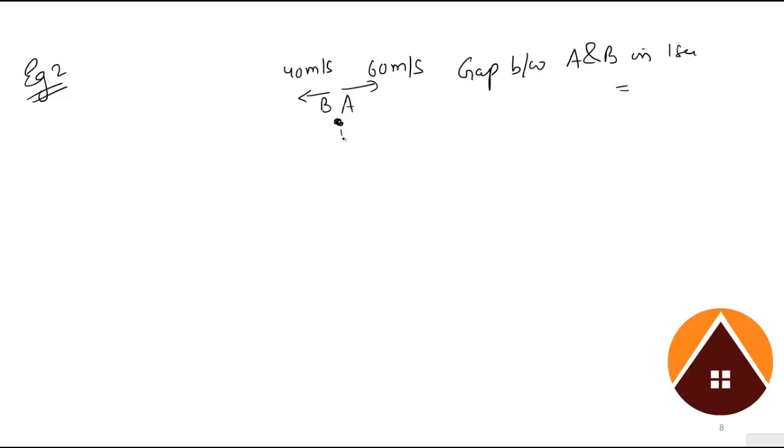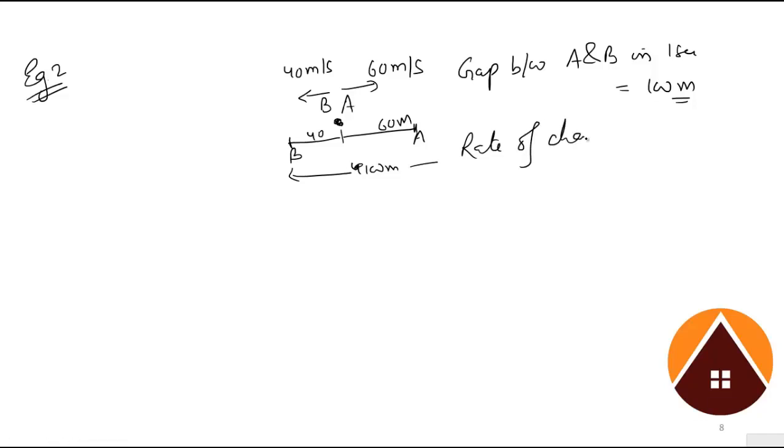Obviously you will say in 1 second A will go 60 meter, and in the same 1 second B will go 40 meter. So the gap between them will become 100 meter. So I write 100 meter. So what is the rate of change of gap between A and B? I can write it is changing at the rate of 100 meter per second.